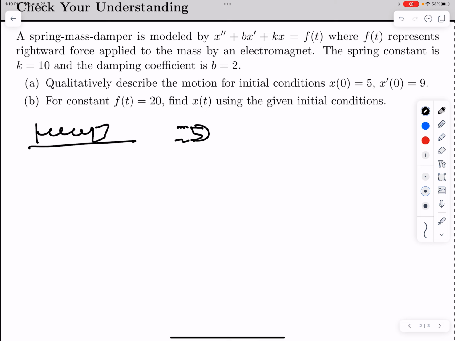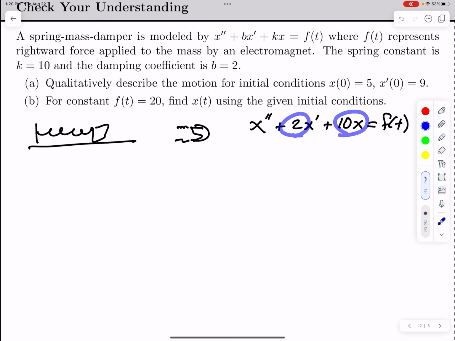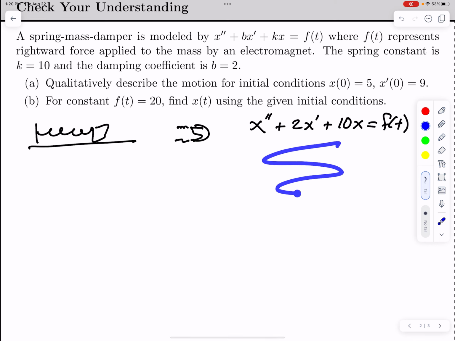And the spring constant is 10, the damping coefficient is 2, so we really have x double prime plus 2x prime plus 10x equals the right-hand side forcing term. If I had to look at this, I would say the friction term is quite a bit smaller than the spring, so thinking about it physically, we're probably going to get a lot of oscillation before it damps down to zero.